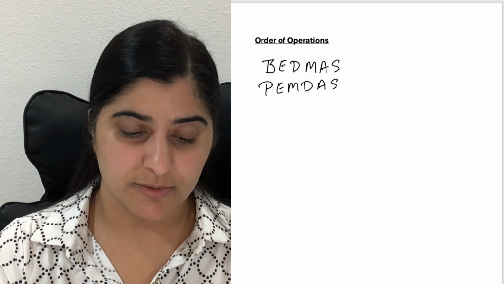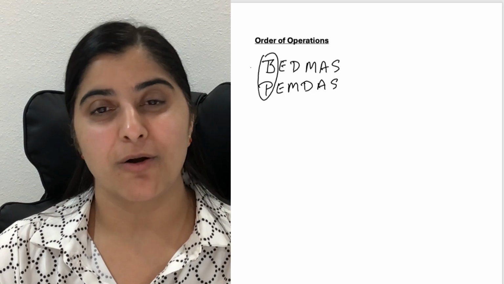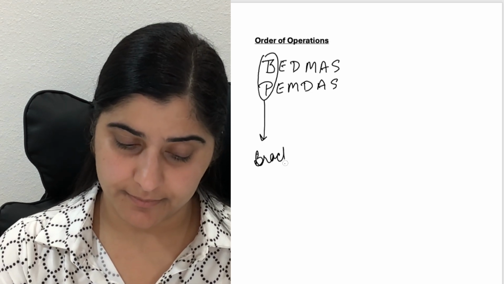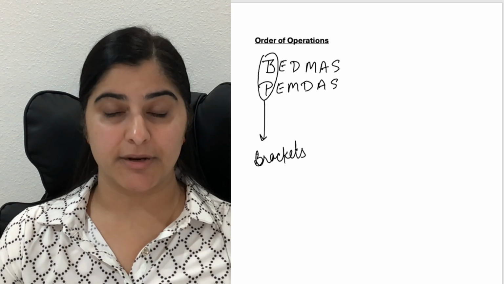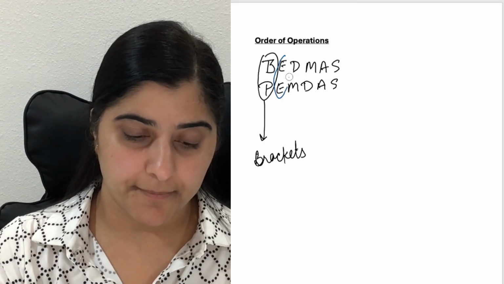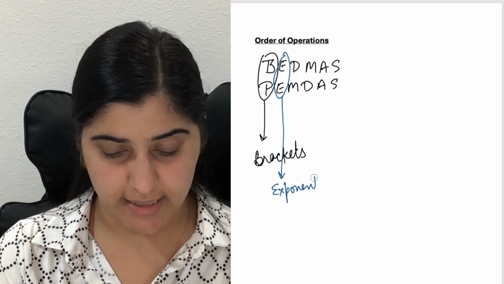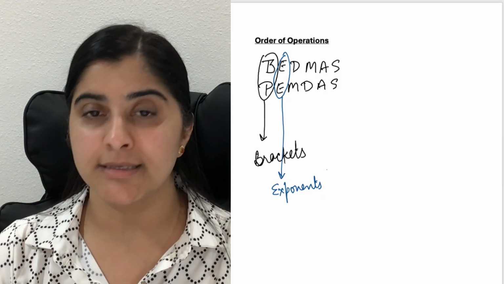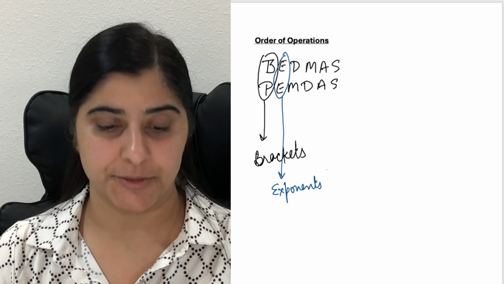So what that means is we first simplify the brackets or parentheses. Some people call brackets the parentheses. So we solve the brackets first. Whenever you see brackets in an algebraic expression, solve the bracket first. The second is E, which means the exponents. After you solve the brackets, the next step is to simplify the exponents. Exponent means the powers.